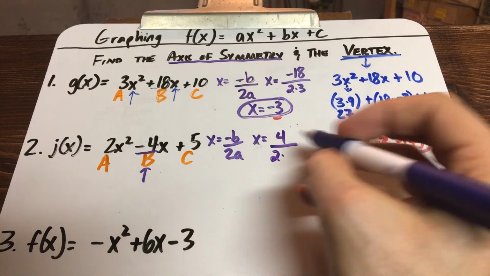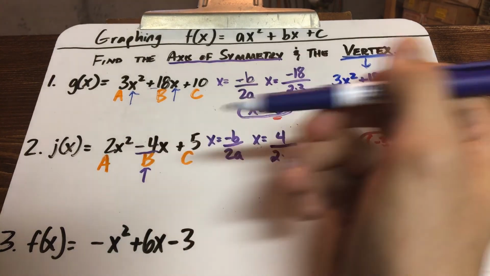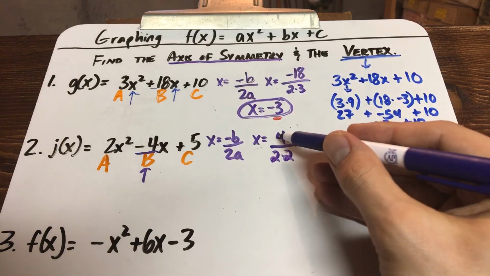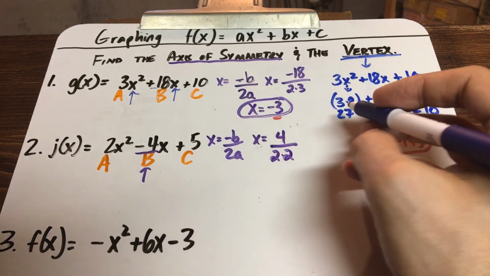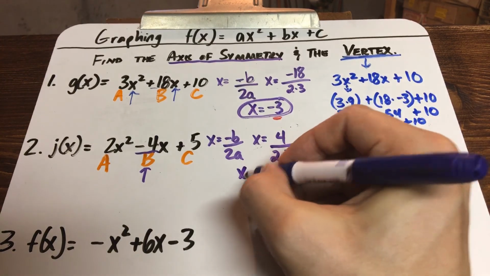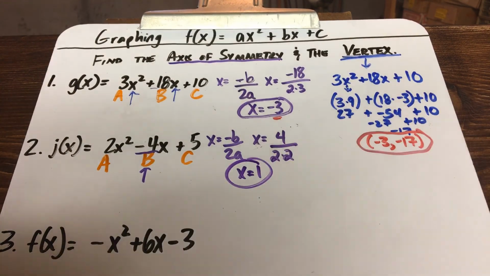And then on the bottom, we have 2 times a. 2 times my a is 2. So we have 4 divided by 4, because 2 times 2 is 4. 4 divided by 4 equals 1. So my axis of symmetry is x equals 1.